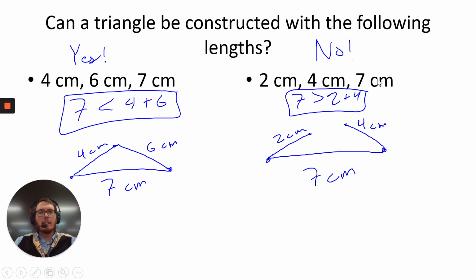2, 4, and 7 will not make a triangle because the longest side, 7, if you take 2 and 4 and kind of smash them in towards the 7 to make the triangle, kind of like when you do card stacking, you want to make sure that they stack.